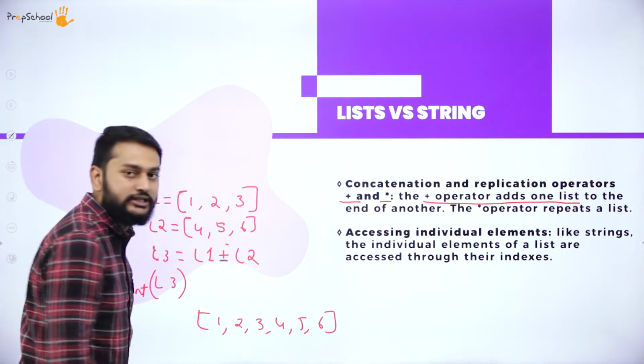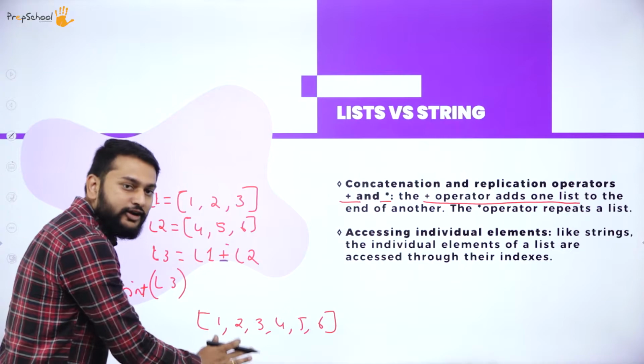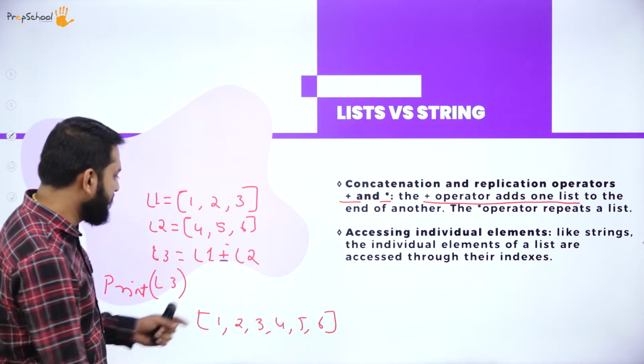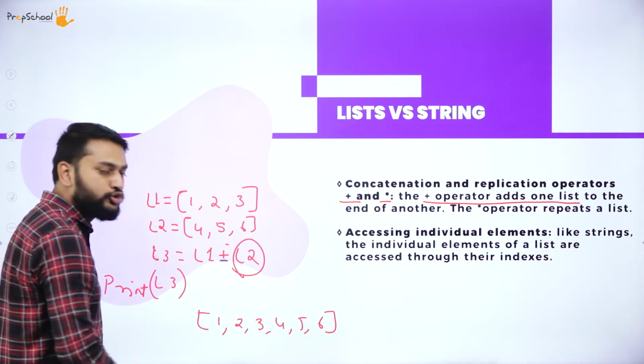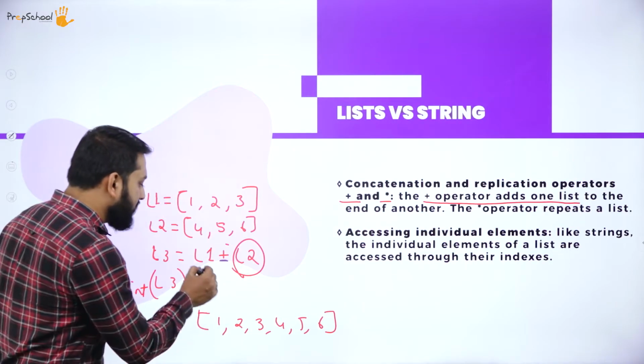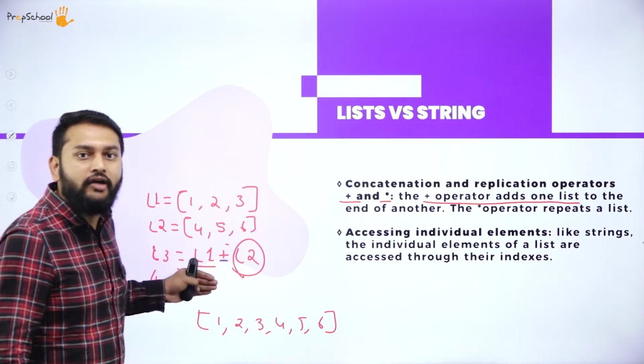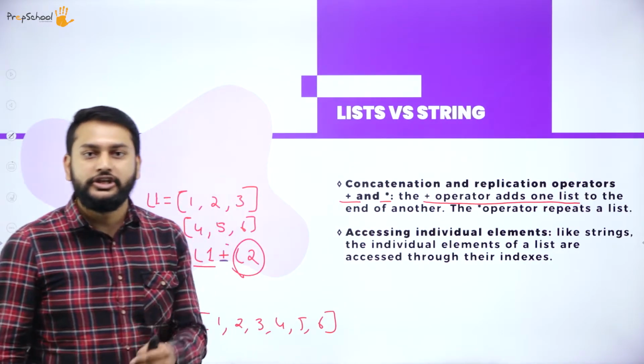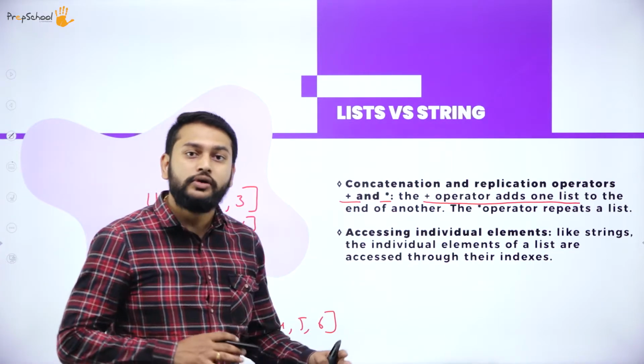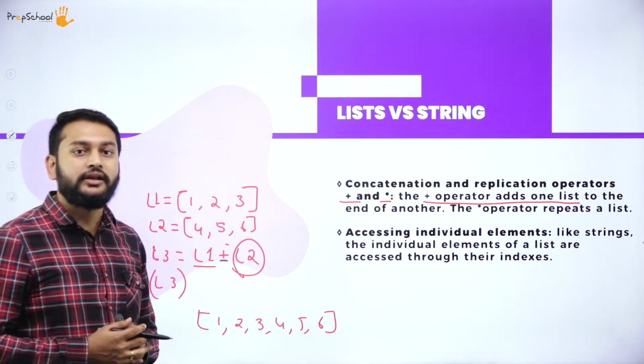This is what you need to understand. It will add the content to the end of the list. Whatever content I have in L2 will get added at the end of the content I have in L1. So this is how the concatenation operator is working.